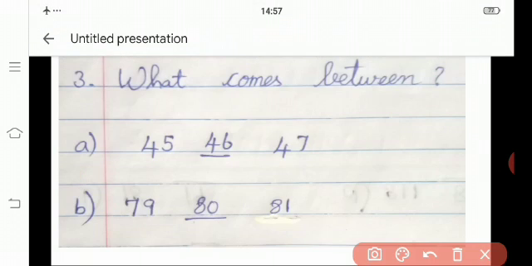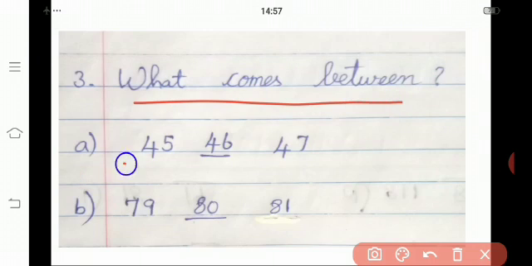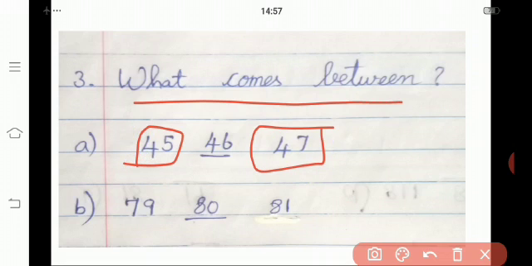What comes between 45 and 47? What is the between number of 45 and 47? Okay children, 46 is the middle number of 45 and 47. So 46 is the between number of 45 and 47.